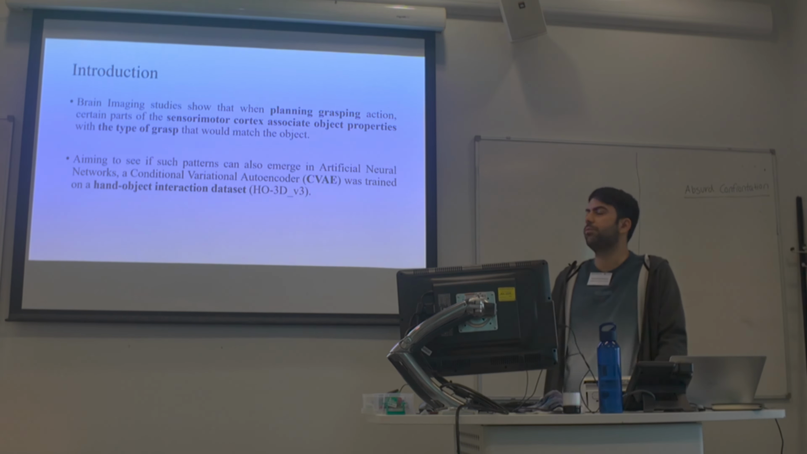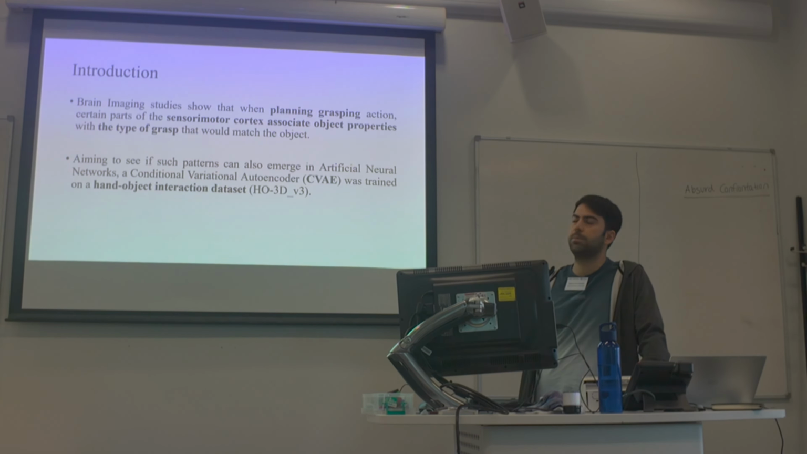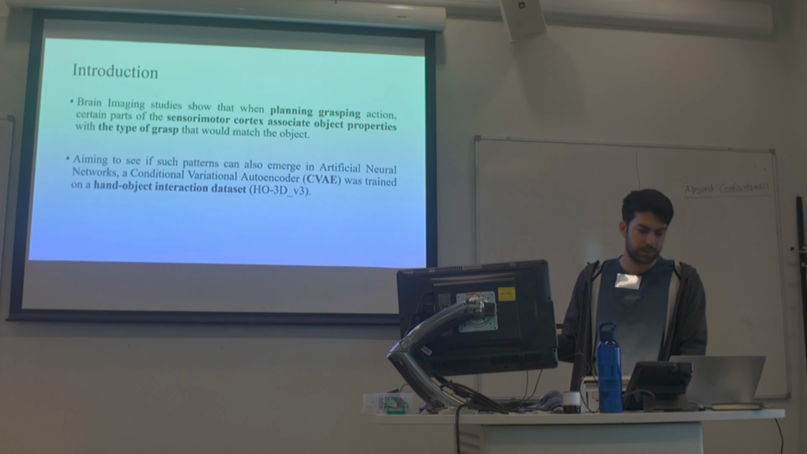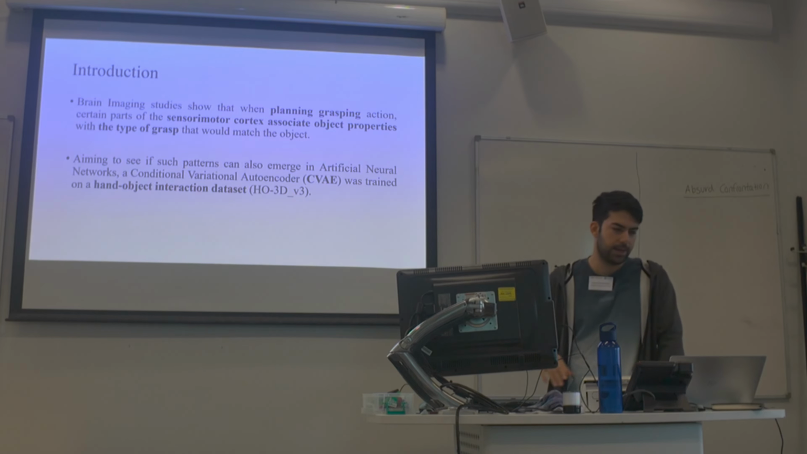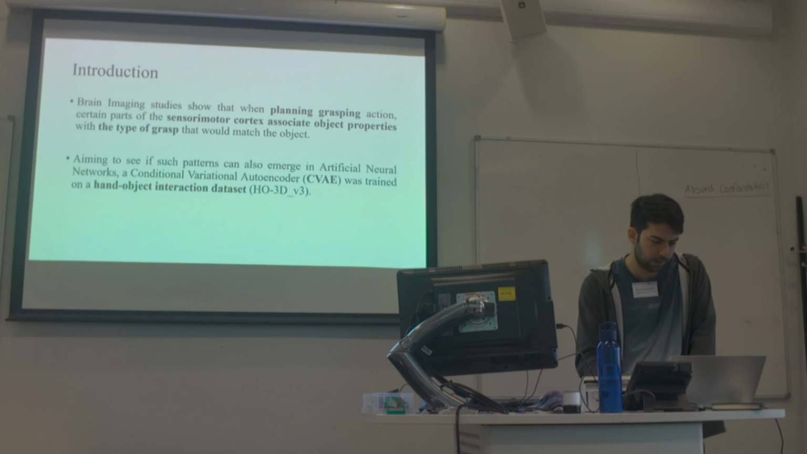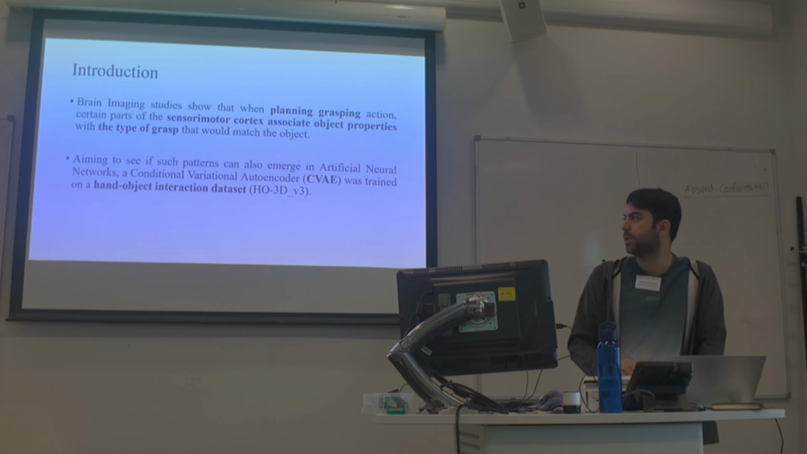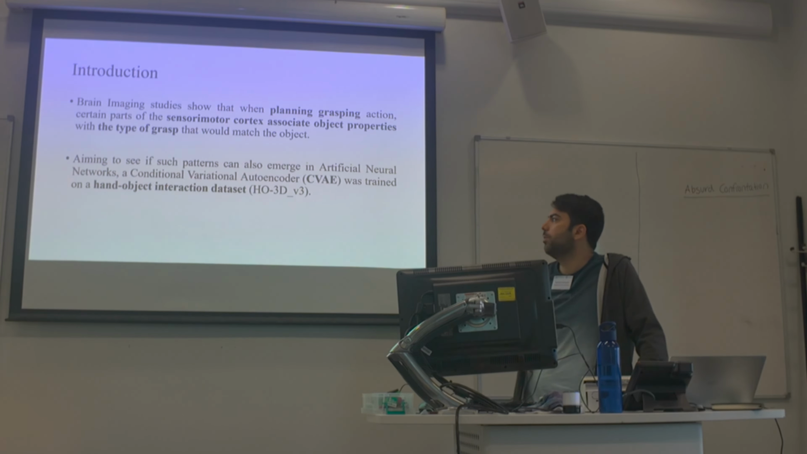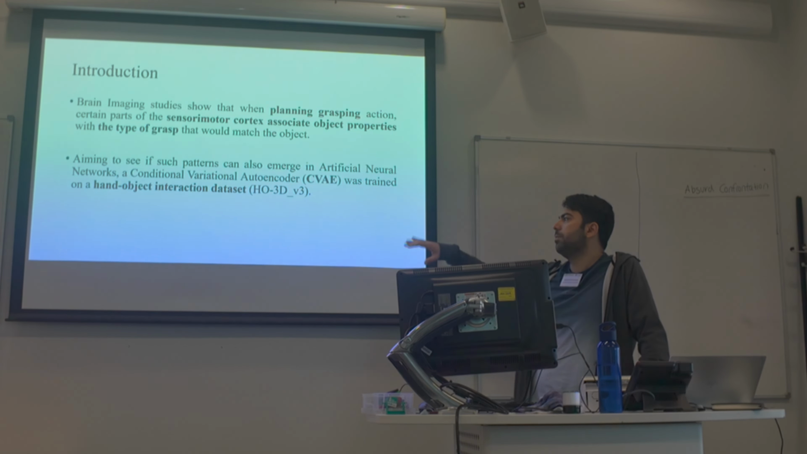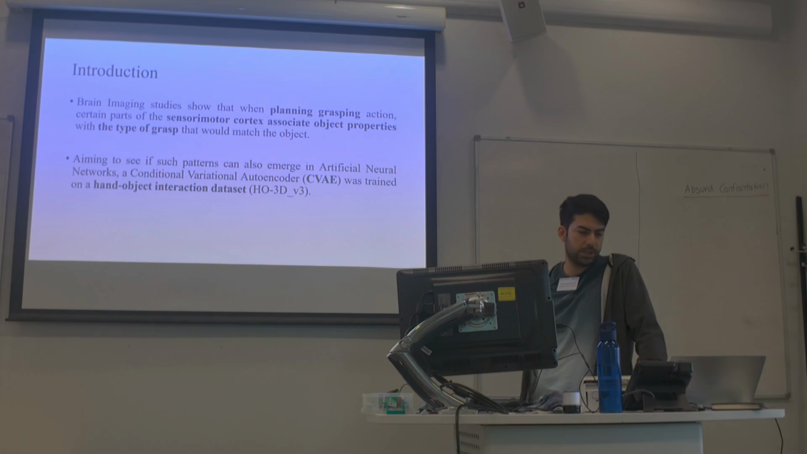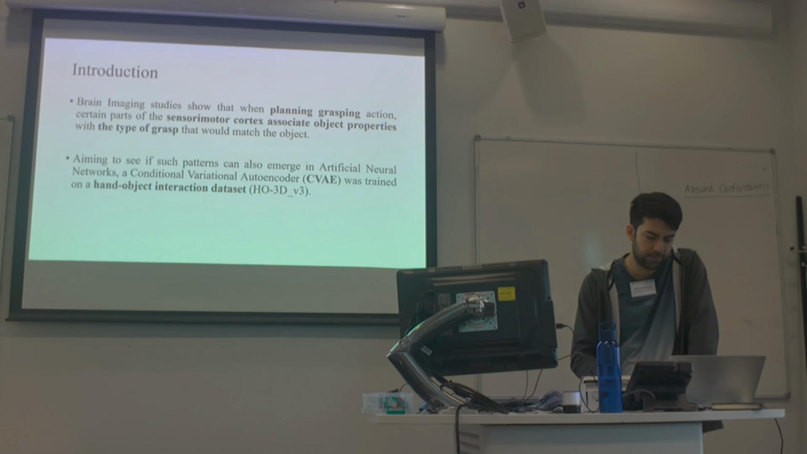So we were trying to see if we can replicate or observe a similar pattern in artificial neural networks that would distinguish the hand shapes for different object properties. So for this reason, we trained a conditional variational autoencoder on a very big data set of hand-object interaction, which is called HO3D version 3.